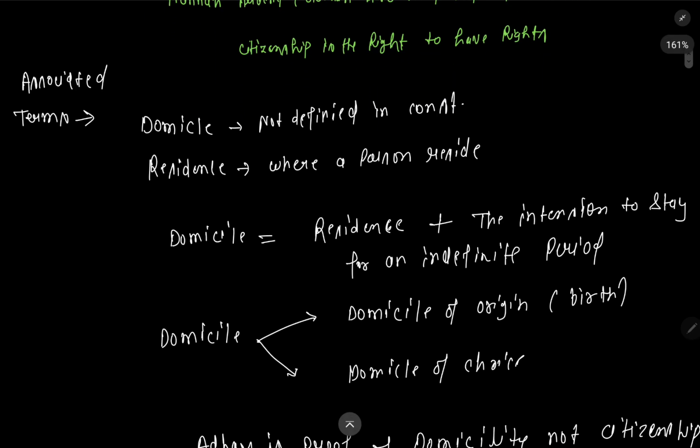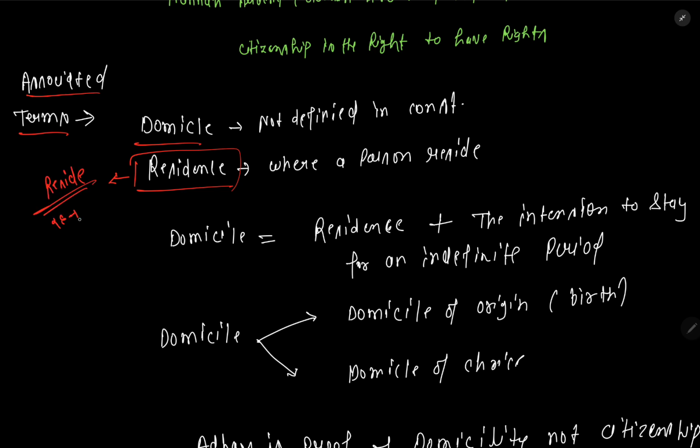Now there are some terms associated with the chapter of citizenship. The first is domicile, the second is residence. What is the difference between domicile and residence? Residence means where you reside. Reside means to live, right? It's like when you fill a form, there's a column: what is your residence, what is your permanent residence, what is your temporary residence. So residence means a place where a person resides, where he lives.